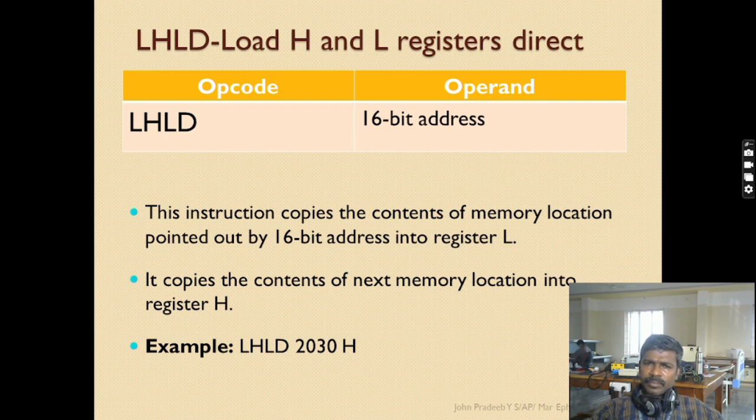Then LHLD, load H and L direct. Load HL direct means a 16-bit address is present in the operand. We load the L register using the data at that memory location, and then the memory location is incremented, and the next memory location's data goes into H.